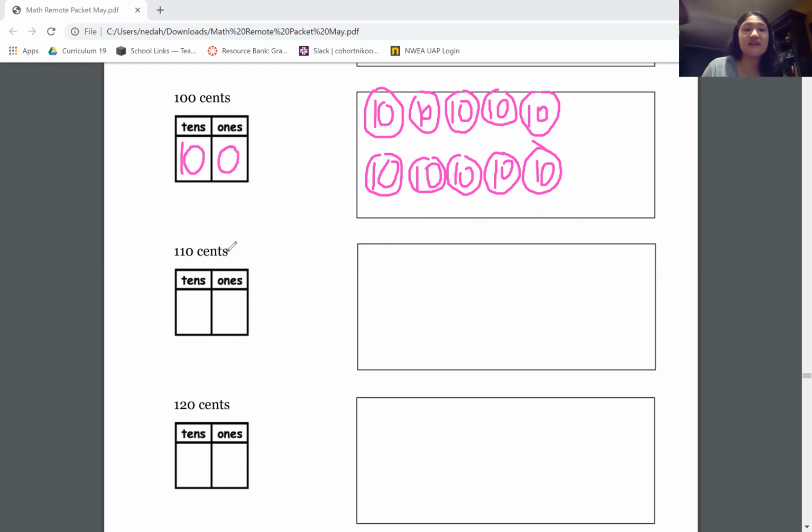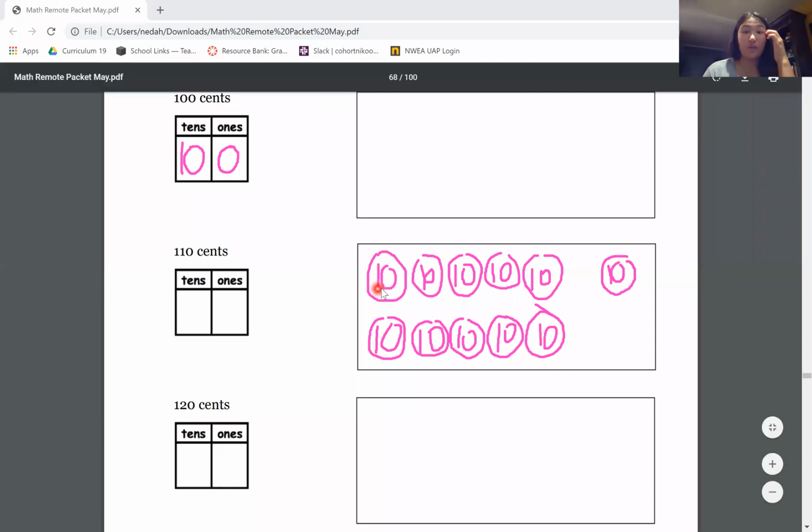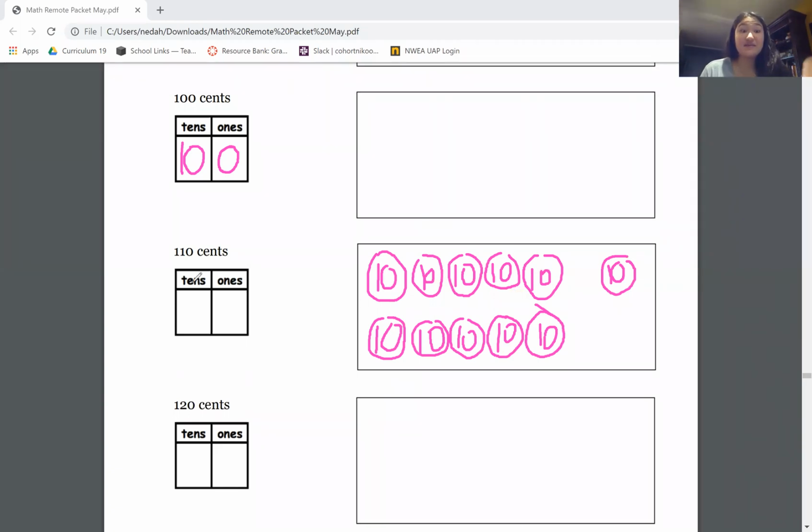Pause and try doing 110 cents on your own. Let's count how many tens we have now, or how many dimes. We have 1, 2, 3, 4, 5, 6, 7, 8, 9, 10, 11. Why do we have 11 dimes on our page? That's right, because 110 cents is equal to 11 tens and 0 ones. Let's try the next one.